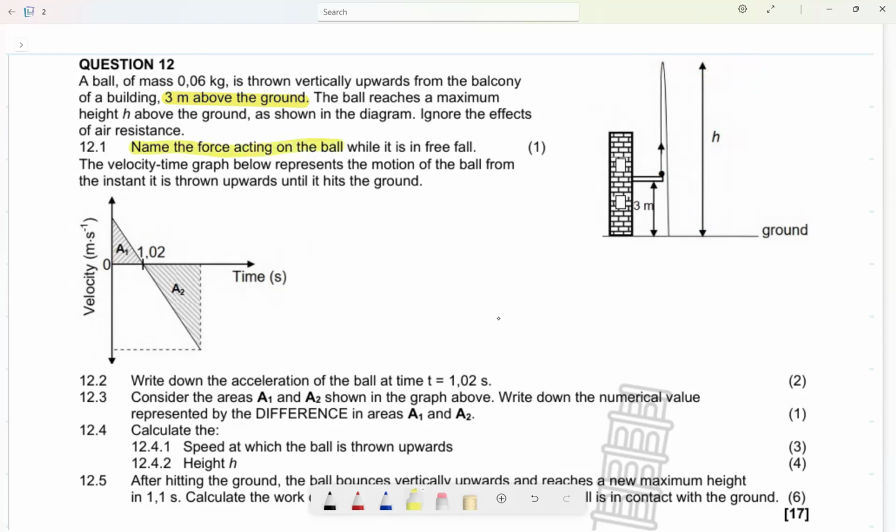Name the force acting on the ball while it is in free fall. We know that for an object in free fall, the only force acting on it is gravitational force. Gravitational force, or force of gravity.